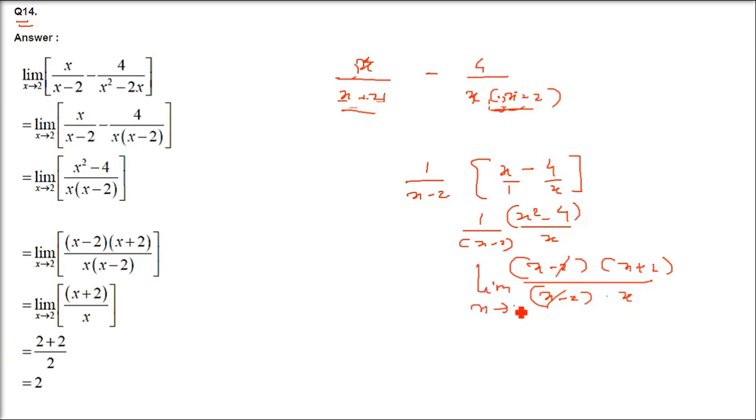So when you apply limit x tends to 2, this is 2 plus 2 by 2. So you have 4 by 2. So you are going to get 2. This is the way. Otherwise, you can use the normal method, take the LCM, multiply.